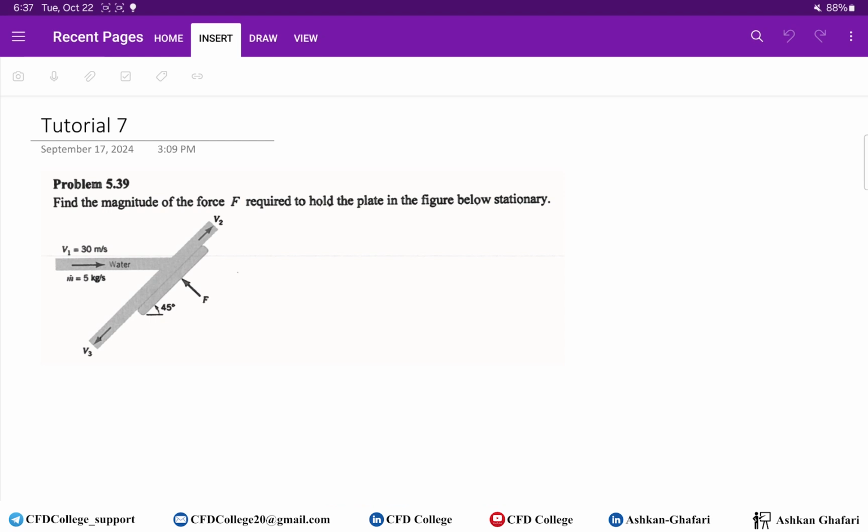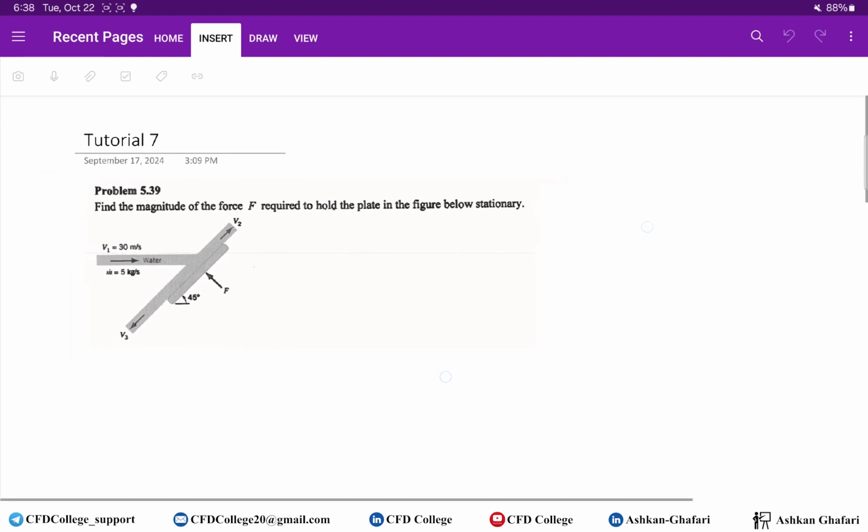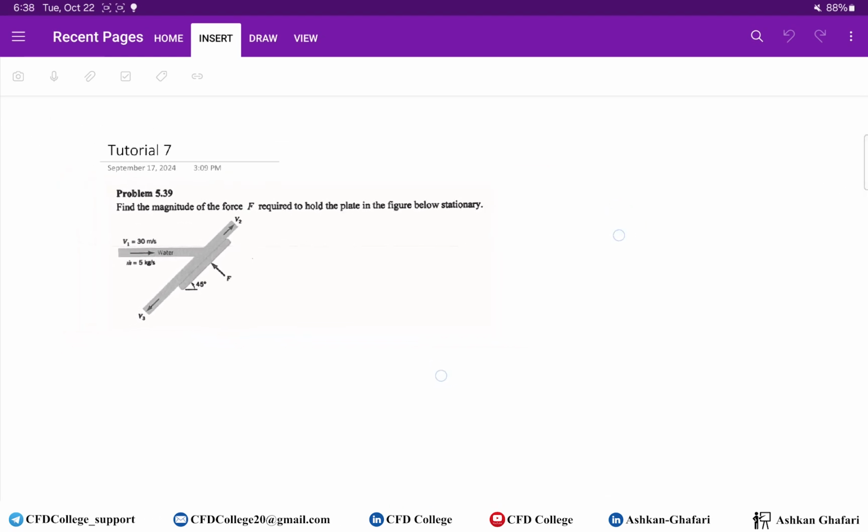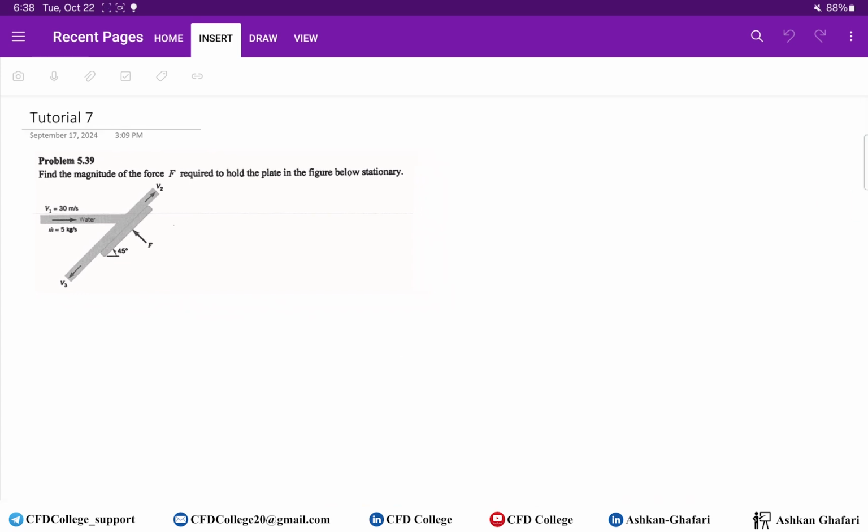Okay, this is tutorial 7 of the Fluid Mechanics 1 course at Concordia University. This is the first problem, number 39 of chapter 5.